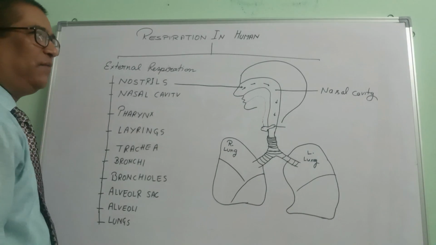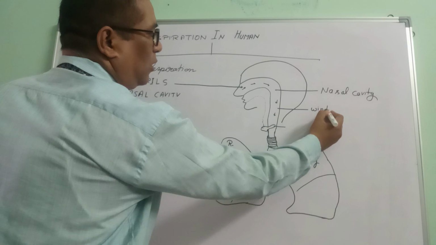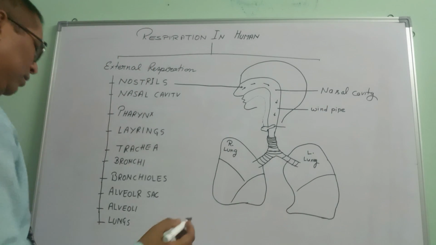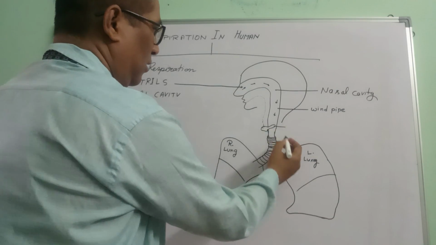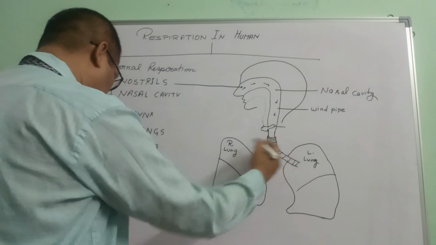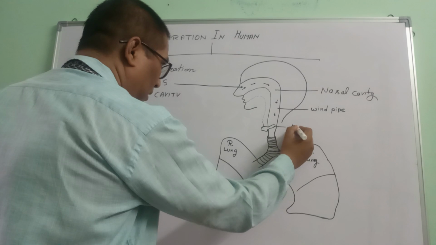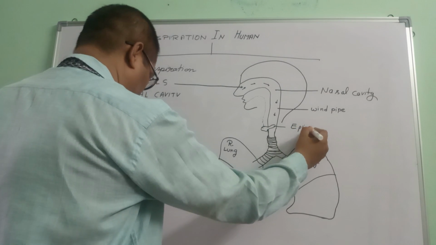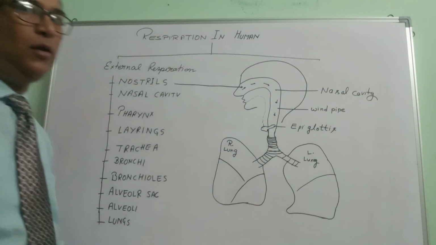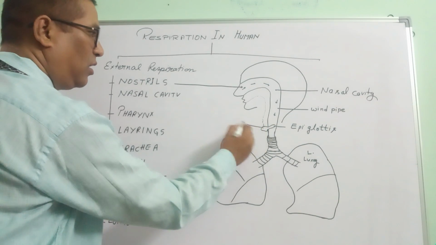After this nasal cavity, you can say this is the windpipe, and this one which bifurcates is called the epiglottis, and this one is called the glottis.